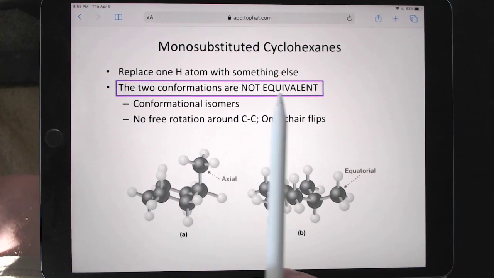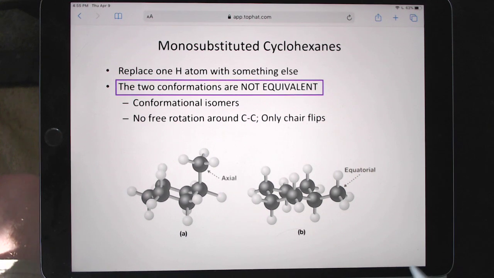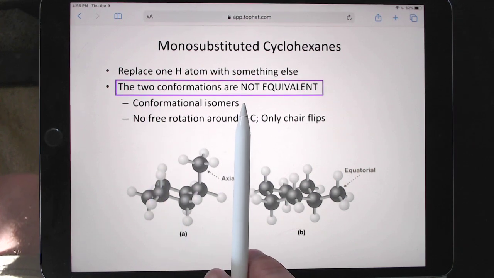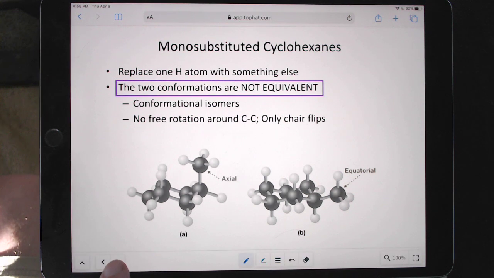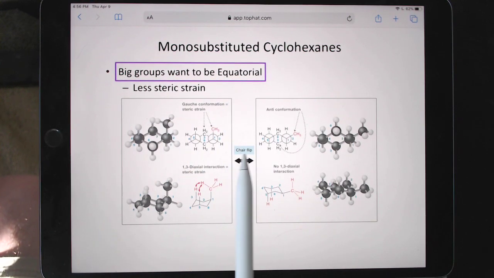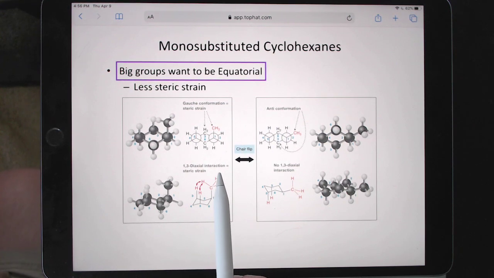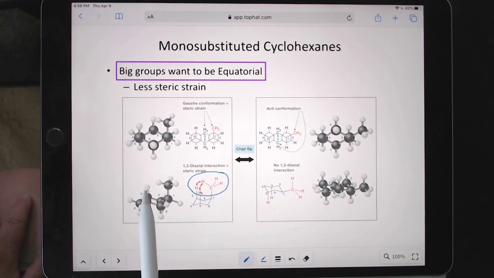Now, if you have substitutions on here, especially monosubstituted, so that means you have something on the cyclohexane that's not a hydrogen, these two conformations between the chair flips are not equal. So what you want to do is put the big group equatorial. So in this chair form, when the methyl is axial, it's feeling these two hydrogens over here.